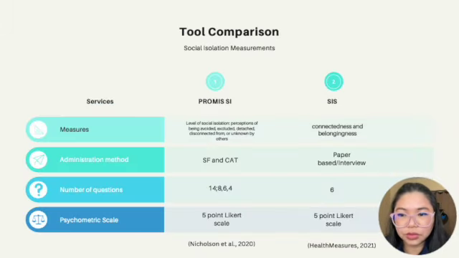Here is the comparison of the two tools. You guys can stop the video and read this on your own. Both tools measure different aspects of social isolation. PROMIS is available in short form, or SF, and computer adaptive test, or CAT, whereas SIS is available only on paper-based or interview. PROMIS SI has 14 in CAT, and short forms can be done with 8, 6, 4 questionnaires. SIS, on the other hand, is 6 questions, and both of them use a 5-point Likert scale.